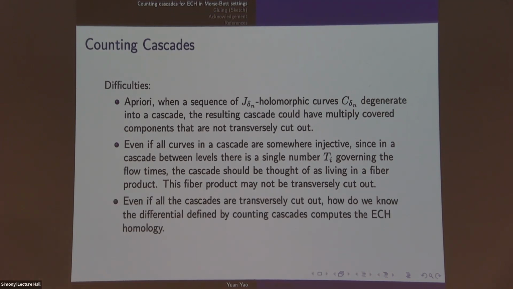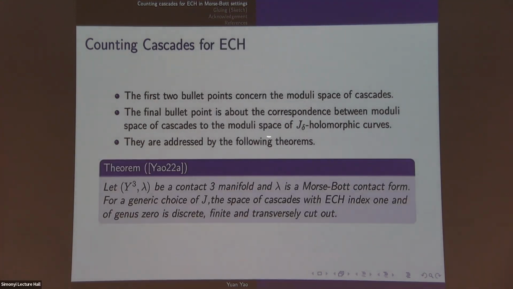And number 3, let's pretend that those 2 issues don't happen. Can we actually make precise a correspondence between cascades and J-holomorphic curves after you perturb a little bit? I addressed some of these in the following theorems. The first 2 points are basically that the moduli space of cascades need not be well behaved. And the final point is, can I construct a correspondence between the moduli space of cascades and the moduli space of holomorphic curves? So let's answer the first points. If you have a contact 3-manifold, this is where ECH index comes to the rescue somewhat.